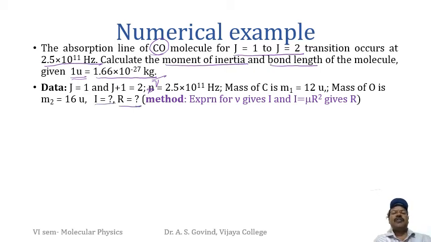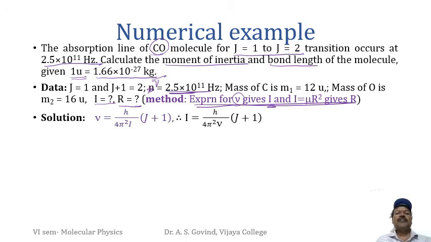So the next step is first you have to think what is the method of solving it. Observe that the expression for frequency has I in it, and therefore substitute the value of frequency given, you should get I. And use the expression I equals mu r square. Mu can be calculated, I is already done, and therefore you will get r. So this is the method for solving the problem. That's the route. First you have to think on that. Now we will do that step by step.